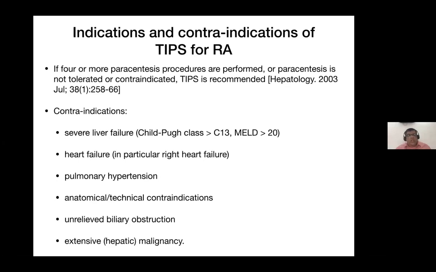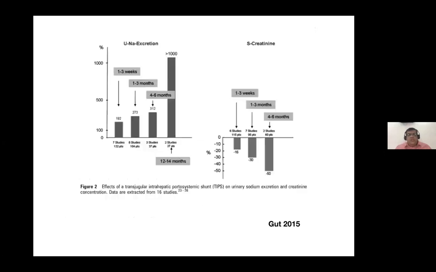Moderate to severe pulmonary hypertension would entail contraindication to doing TIPS. Similarly, for cardiac failure, even mild to moderate right-sided cardiac failure would mean that you cannot go ahead with TIPS. This does not mean that with left-sided cardiac failure you can go ahead. That is an obvious contraindication. Patients with anatomical or technical contraindications, unrelieved biliary obstruction, and extensive hepatic malignancy also have a contraindication for doing a TIPS.